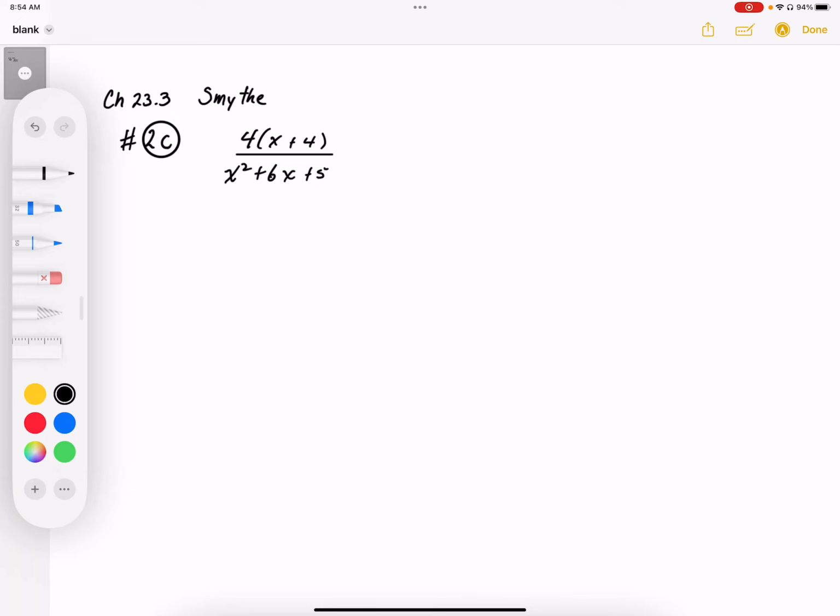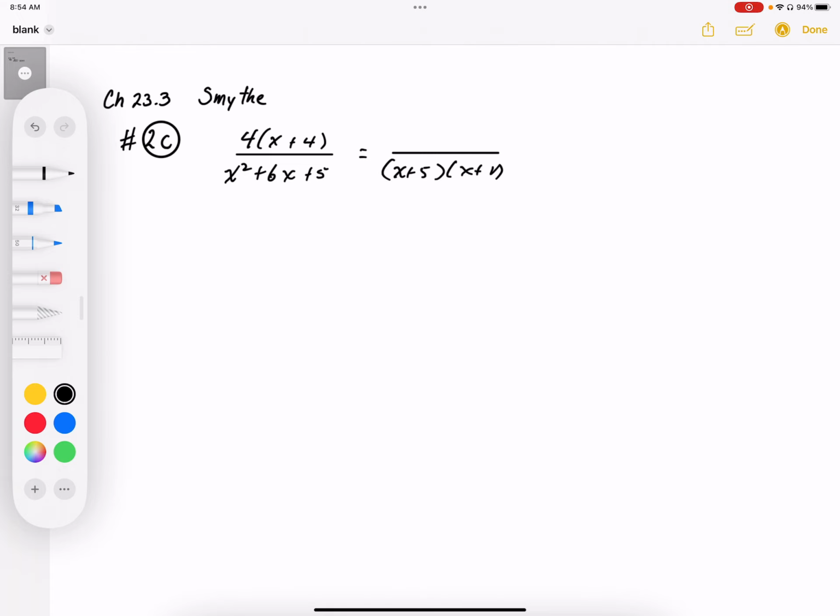To decompose this rational expression into its partial fractions, we first need to factor this. So I'm going to take a look at the denominator, and the denominator factors into x plus 5, x plus 1.